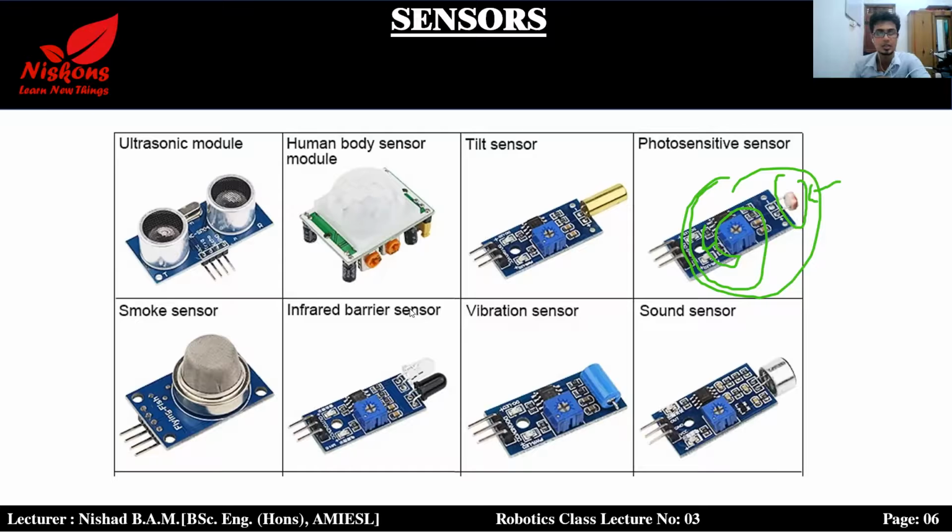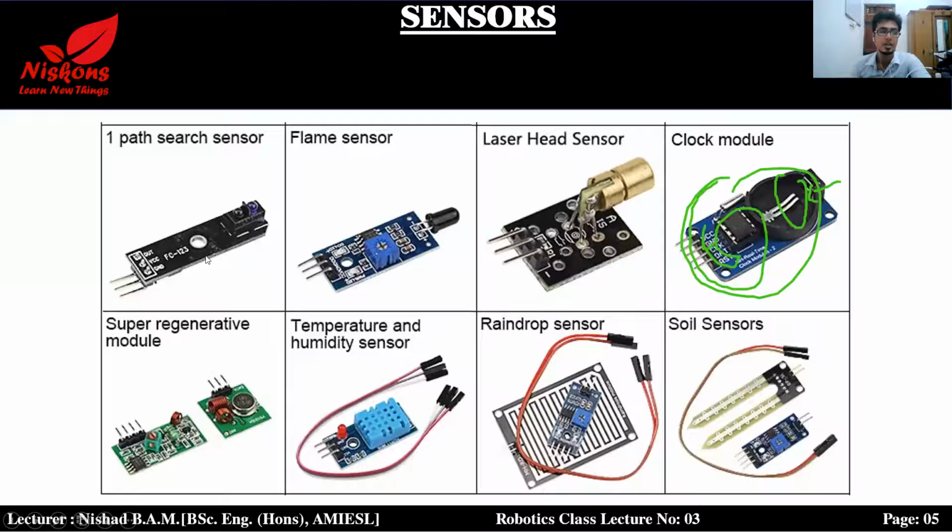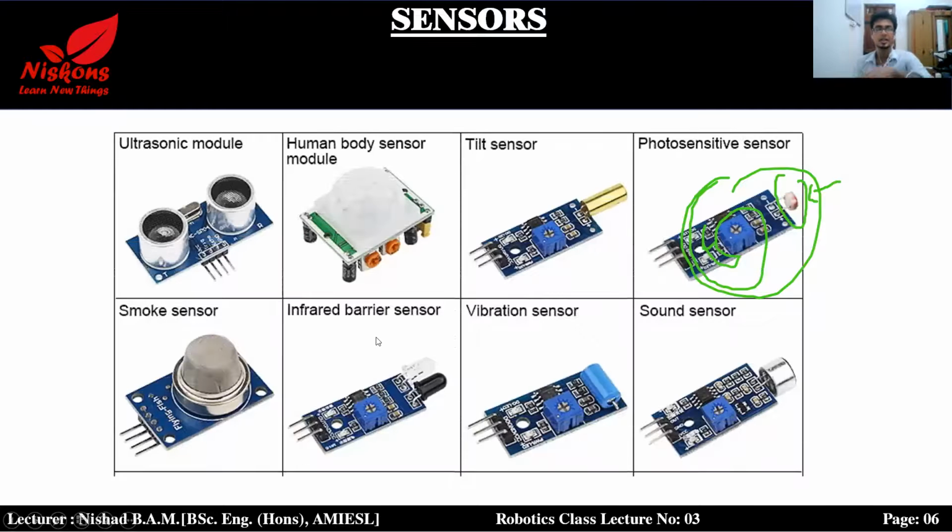The sensors are similar to this path search sensor. Whatever object is near, the sensor will detect it. If you place a sensor here and there is an object, it will detect. But with the infrared barrier sensor, sometimes it may not detect our hand, so the signals may pass through. That is the difference between this and that. It will only detect metal components. So that is called the infrared barrier sensor.